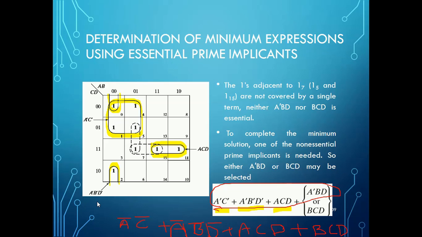So here A bar C bar is an essential prime implicant, A bar B bar D bar is an essential prime implicant, A C D is also an essential prime implicant, but A bar B D and B C D are non-essential prime implicants, but one has to be included in the final expression. So to complete the minimum solution, one of the non-essential prime implicants is needed. So either A bar B D or B C D may be selected.